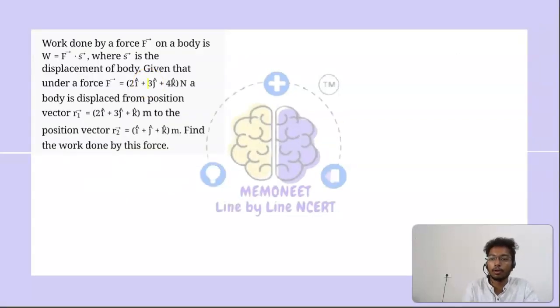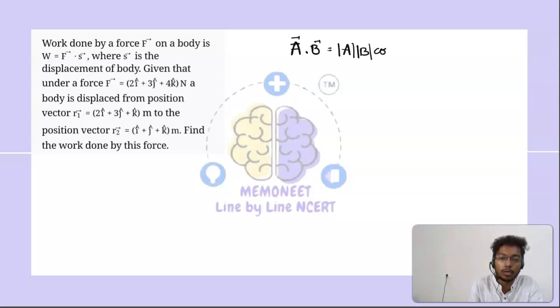This is the dot product question, that is the product of vectors. In dot product we know that a vector dot b vector is a vector magnitude into b vector magnitude cos theta. In this question it is asking that the work done by a force F on the body is W equal to F vector dot S vector, where the force is given as 2 i cap plus 3 j cap plus 4 k cap, and the body is displaced from this R1 position to this R2 position.